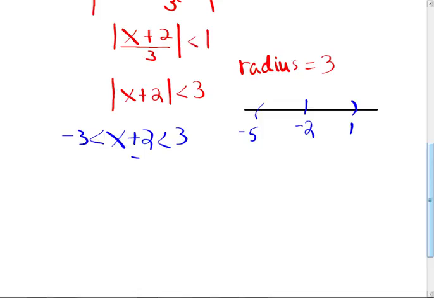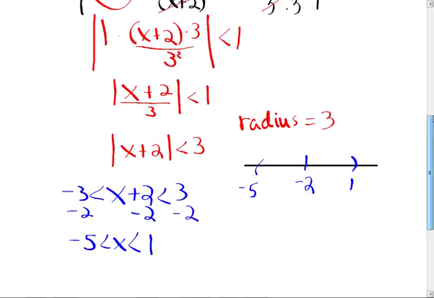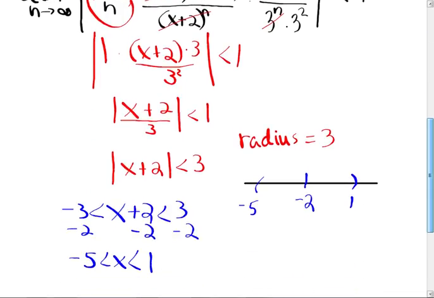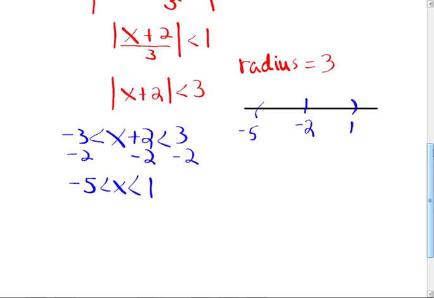And then I subtract 2 from all the parts. So -5 is less than x is less than 1. Now, on the exam, you get 1 point for knowing that you're going to use the ratio test, and I do that when I set up my ratios here. Right there. When I do that, I've got my point.